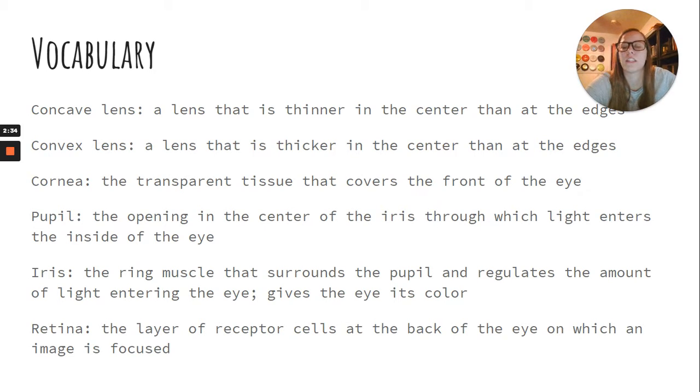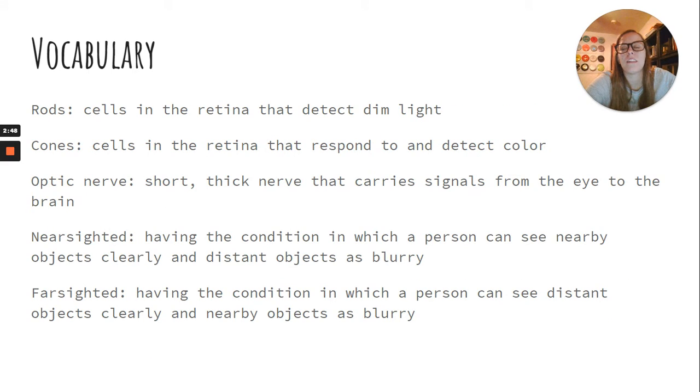Iris is the ring muscle that surrounds the pupil and regulates the amount of light entering the eye. It gives the eye its color. The retina is the layer of receptor cells at the back of the eye on which an image is focused. Rods are cells in the retina that detect dim light. Cones are cells in the retina that respond to and detect color. An optic nerve is a short, thick nerve that carries signals from the eye to the brain.